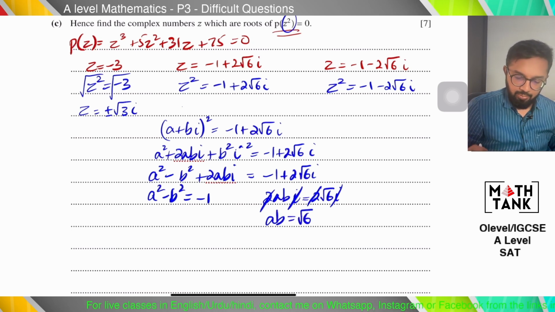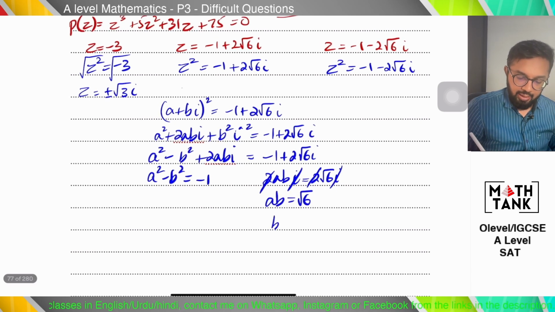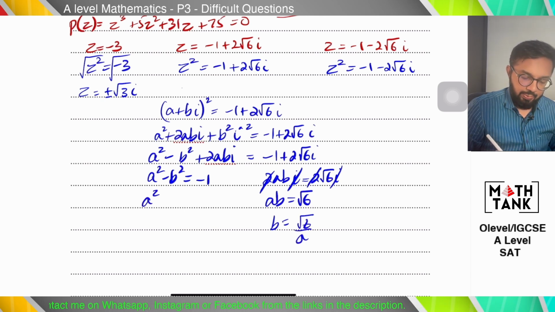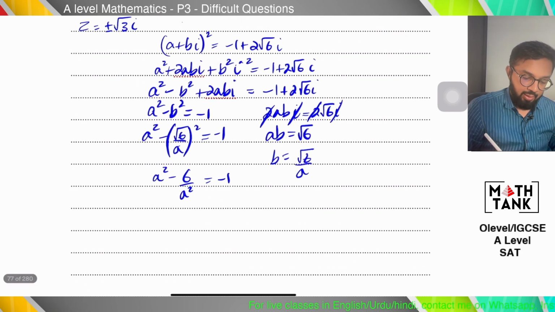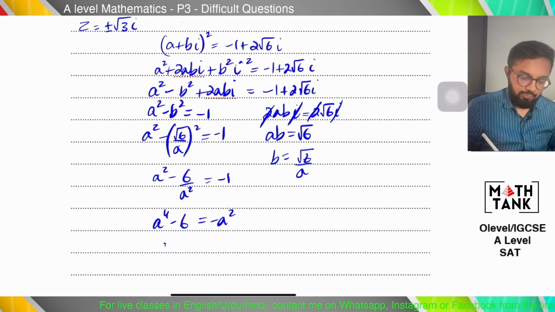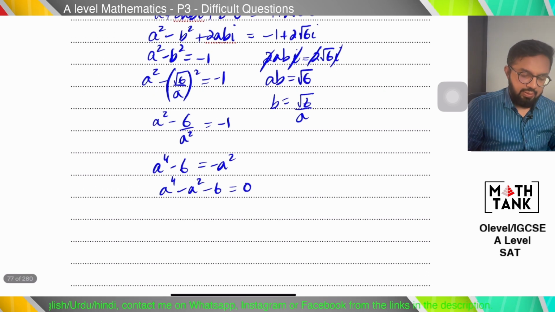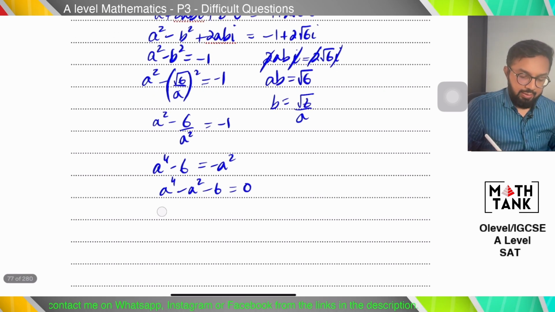Okay, and a square minus b square equals minus 1. So b equals root 6 over a. So I'm going to say root 6 over a, whole square, so I get a square minus 6 over a square equals minus 1. This turns into a disguised quadratic equation, and I can either factorize this to solve for a square, or I can use my quadratic formula.